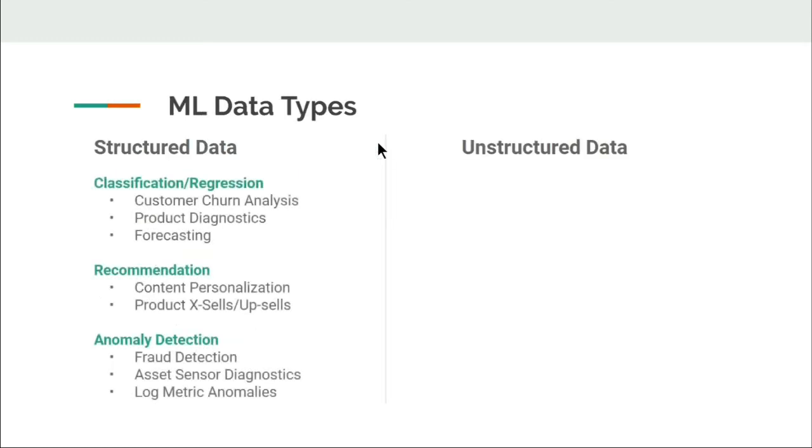So for structured data, these are the kinds of things you can do. I'm going to talk about classification. I'm going to talk about recommendation, collaborative filtering, those kinds of mechanisms. Anomaly detection, that's k-means, so you don't have to do supervised training. You can do unsupervised. I'm going to give examples on those as well.